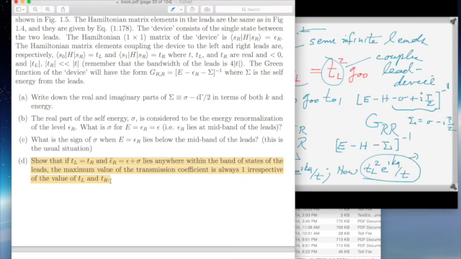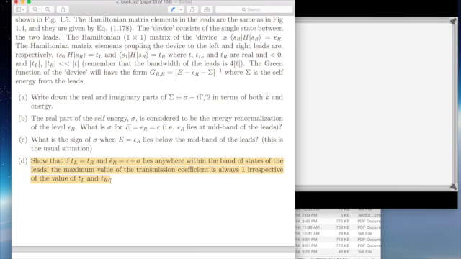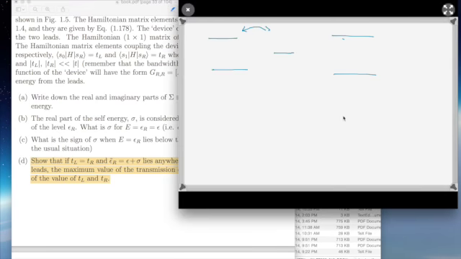This caused a lot of confusion back in the late 80s. What we're looking at is this band of states coming in from our leads. We've got our resonant level here, and there's some coupling that couples the resonant level to the leads.